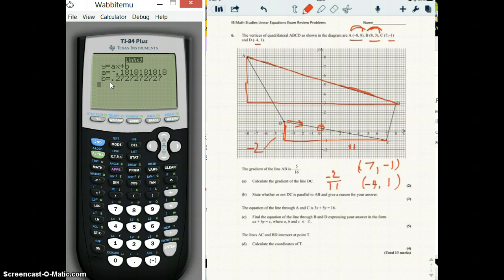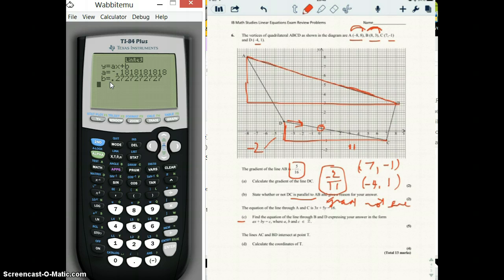Okay. State whether or not DC is parallel to AB and give a reason for your answer. Well, the gradient for AB is negative 5 divided by 16, and the gradient for DC is negative 2 over 11. So those aren't the same number, and to be parallel, the gradients have to be the same. So yeah, gradients not the same. Okay. Now part C.